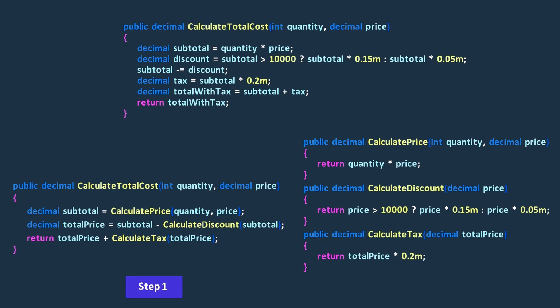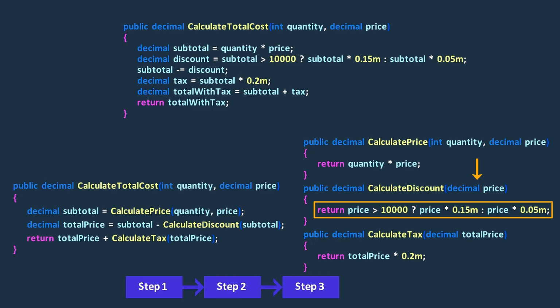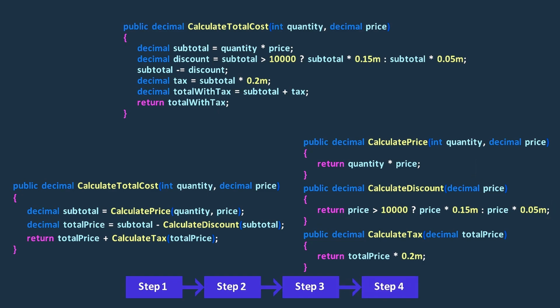Step 1 is to find a block of code in the method that does a specific task on its own. For example, in this case, we have a block of code that calculates the discount. Next, we need to take that specific code and create a new method for it with a clear name. The third step is to pass any required inputs to the new method as parameters and get any outputs as return values. Lastly, instead of using the original code we removed, we call the new method we created.